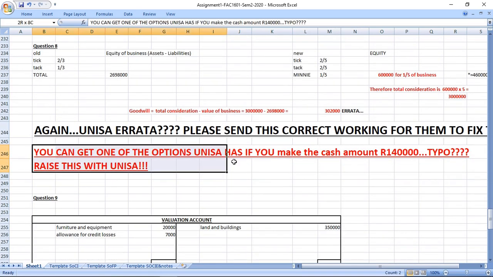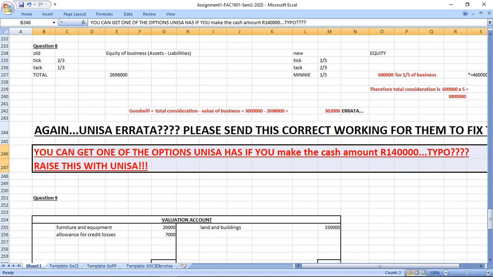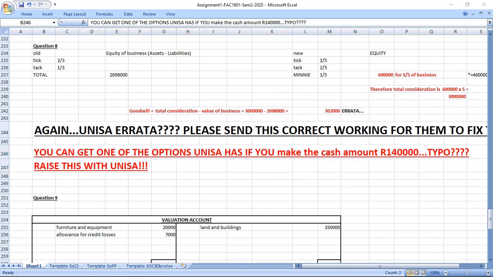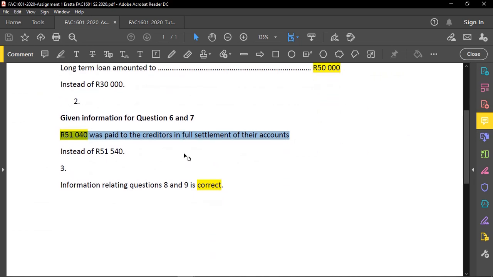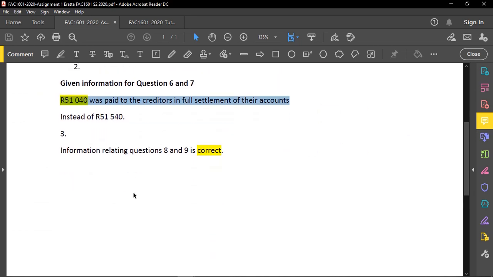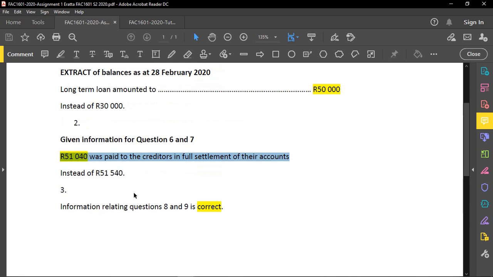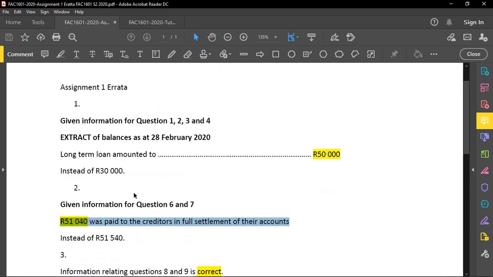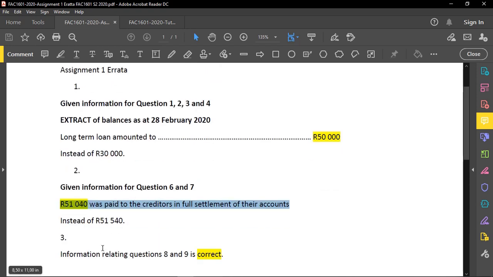Oh yeah, this was just a typo. I don't think they mentioned that, or did they? Let's see. They did actually mention that it was just a typo. Where? If you scroll up, number 3. No, wait, they actually did send it. I think they sent a new one, on an announcement. Okay, was it an announcement?